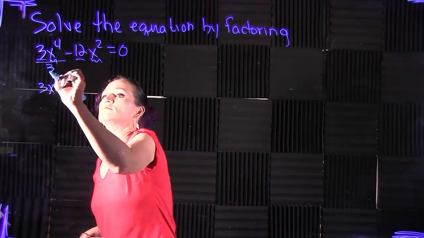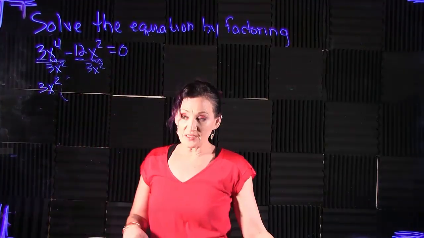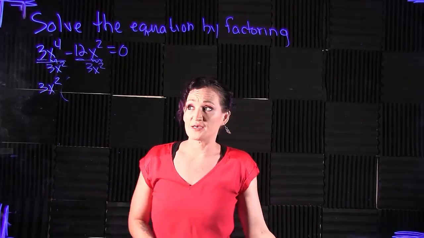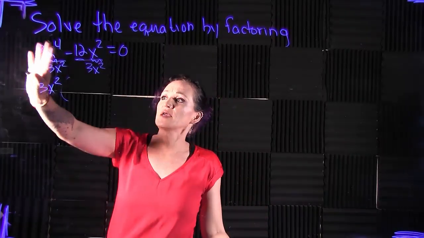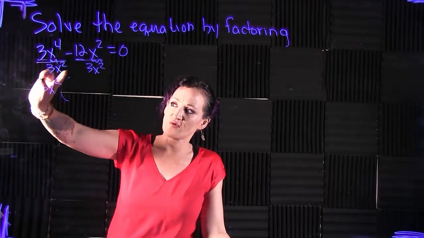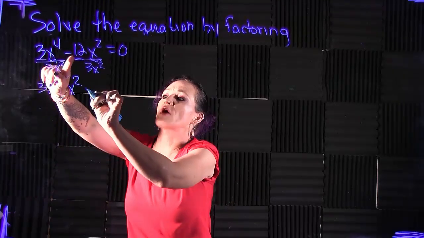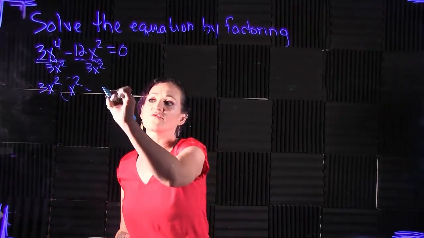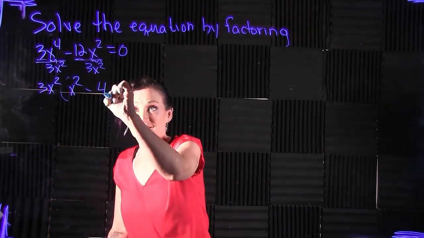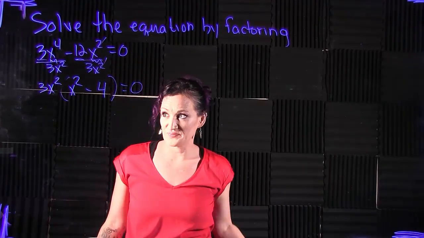We're going to pull that out, and to figure out what we have left that's going to drop down in our parentheses, keep in mind we divide. So when we divide, 3 divided by 3 is a 1, which we do not need to write. x to the 4th over x squared gives us x squared. Drop down the minus sign. 12 over 3 is a 4. And x squared over x squared cancels.